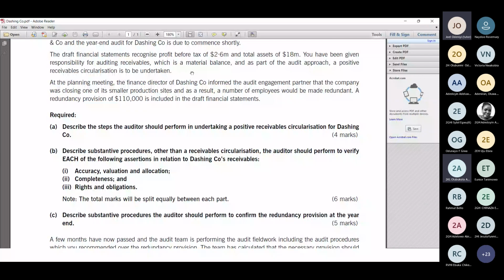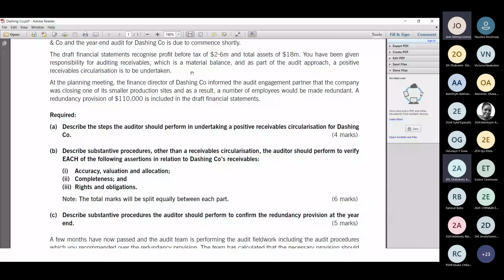So one of the things I can do is review a sample of customer invoices as at the year end, and confirm that the name on those invoices is that of the company. Because what you're really trying to do is confirm that this customer actually owes this money to this company. So an invoice can help you confirm that.